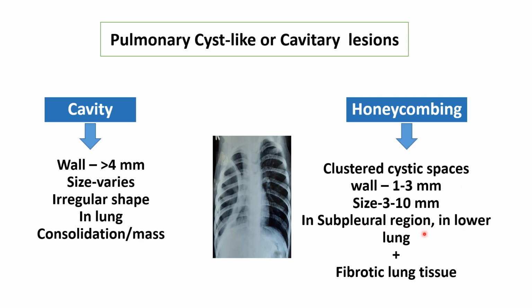And honeycombing is when multiple clustered cystic spaces are present throughout both lung fields in the subpleural region in the lower lung field. The wall thickness varies between 1 to 3 mm and size varies between 3 to 10 mm. So multiple cystic spaces less than 1 centimeter in size present throughout both lower lung fields with fibrotic changes in the lung tissue, we label as honeycombing. It is seen in bronchiectasis, as in patients with tuberculosis and cystic fibrosis.